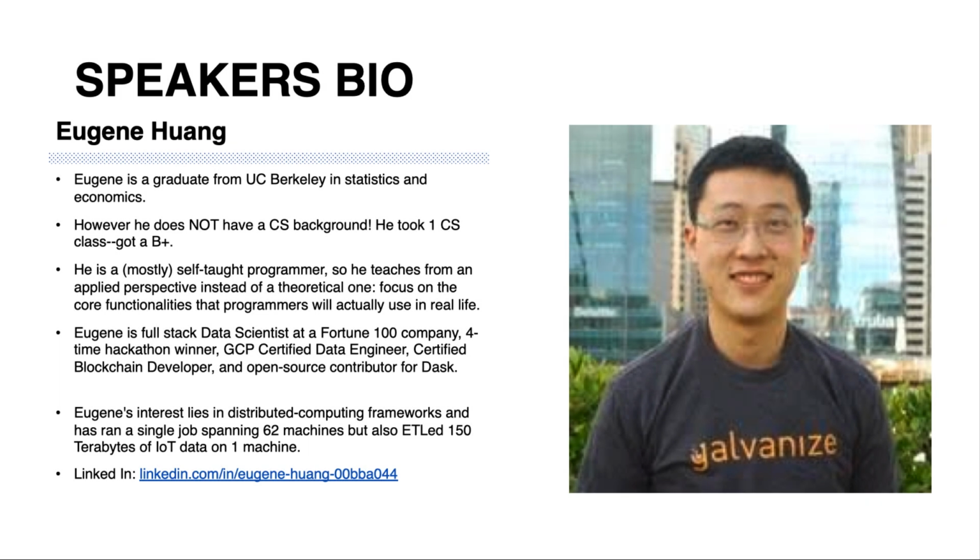In today's session, Eugene will be going through part 3 of his Pragmatic Python series. Here, Eugene will be covering nifty tricks and how to create your own context manager. Eugene is a full-stack data scientist at a Fortune 100 company, a 4-time hackathon winner, and an open-source contributor to Dask. With that said, let's hear from Eugene.